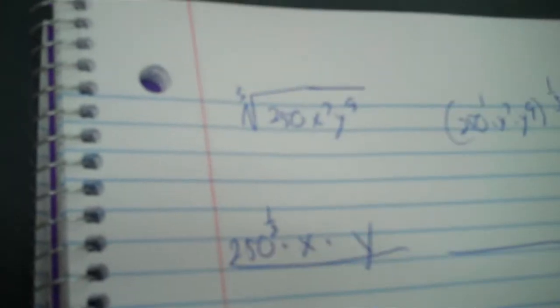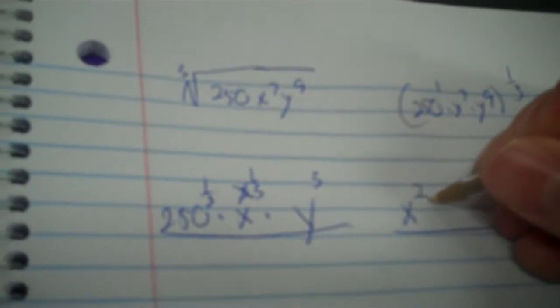Okay, for those of you riding the struggle bus, here's how it goes. 250 x to the 7th y to the 9th. Rewrite it to the 1/3 power. You've got 250 times x to the 7th times y to the 9th, all to the 1/3. 7 times 1/3 is 7/3, or 2 1/3. I'm not going to use that when I go over this. 9 times 1/3 is 3.